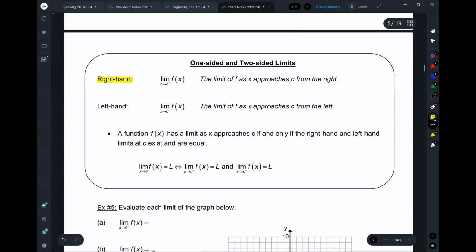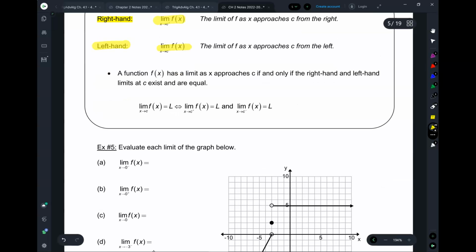But what does it mean to have a right-hand limit? This is when you find the limit from the graph of f of x as x approaches c plus. C plus means as x approaches c from the positive side. Where is the positive side, left or right? Right. So x approaches the number from the right-hand side. And then the left-handed limit is the limit of f of x as x approaches c minus, from the left-hand side.